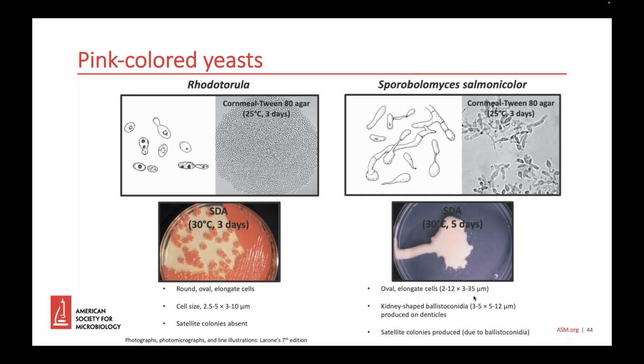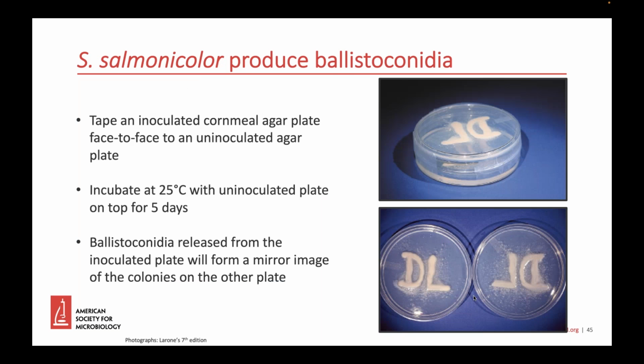And if you really want to do a fun experiment, you have to do the one that I'm going to show you on the next slide. This, in my opinion, is the all-time greatest photograph or image in Larone's. This is a method for differentiating pink-colored yeasts. What you do is you take an inoculated cornmeal agar plate and tape it face to face to an uninoculated agar plate. You incubate it at 25 degrees Celsius with the uninoculated plate facing up for 5 days.